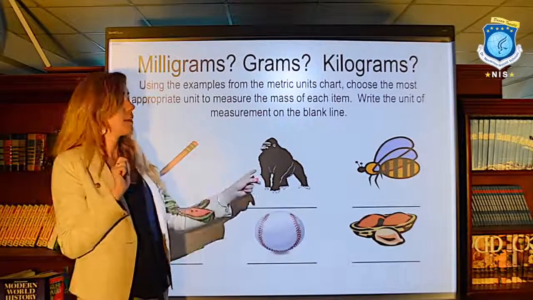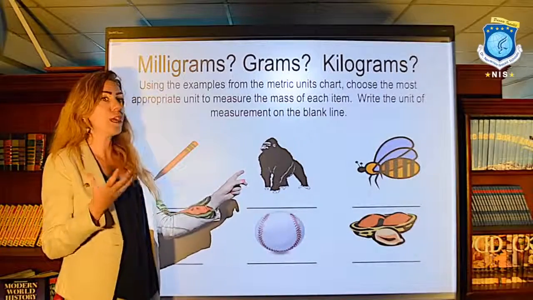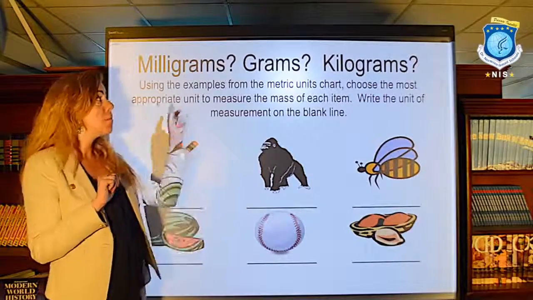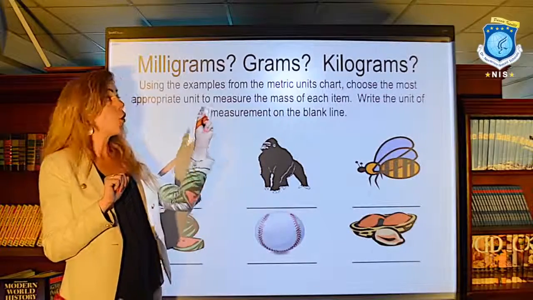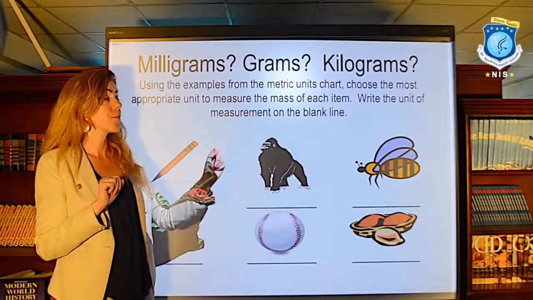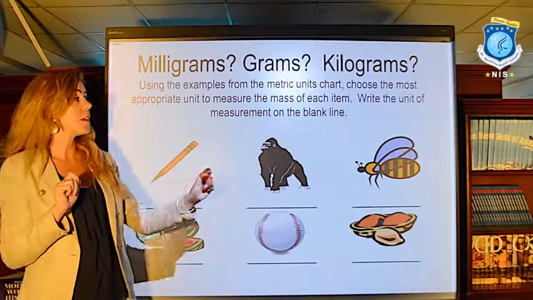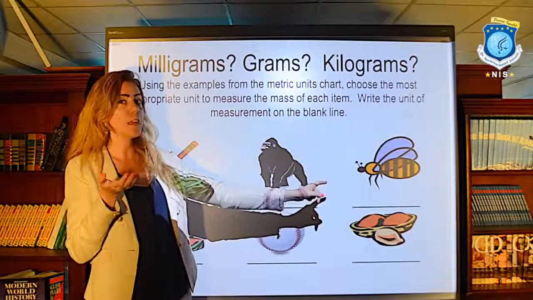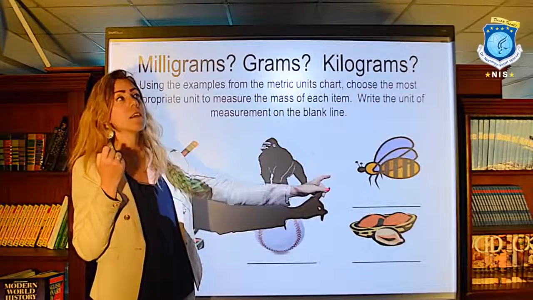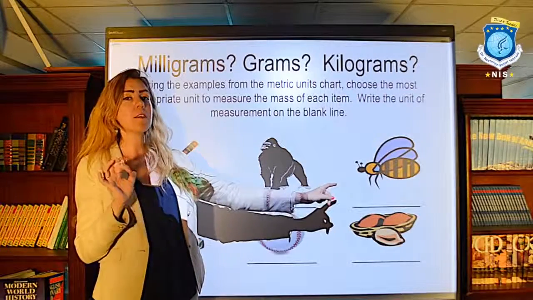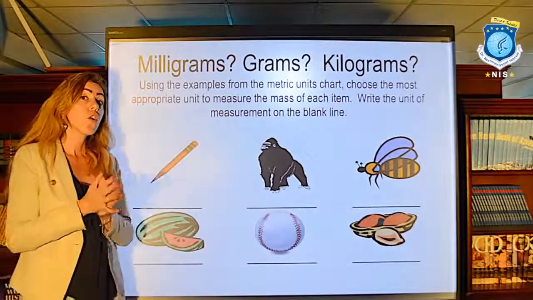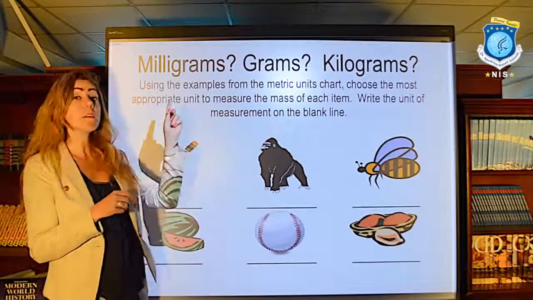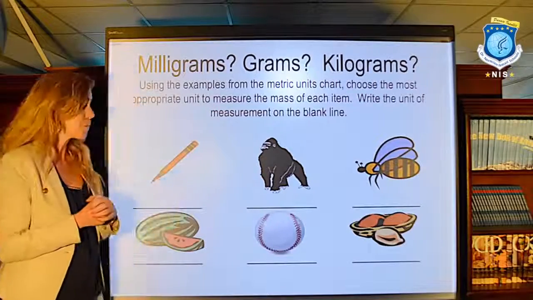Moving on. Take a look at this gorilla. It's really heavy. It has a large mass. So which one will you use? Milligrams, grams, or kilograms? Moving on. A bee. A bee is a very small insect, really light. It has a small mass, a very small mass. Which unit would you use? Would you use milligrams, grams, or kilograms?